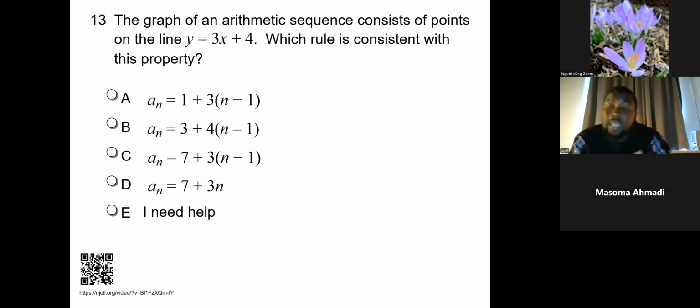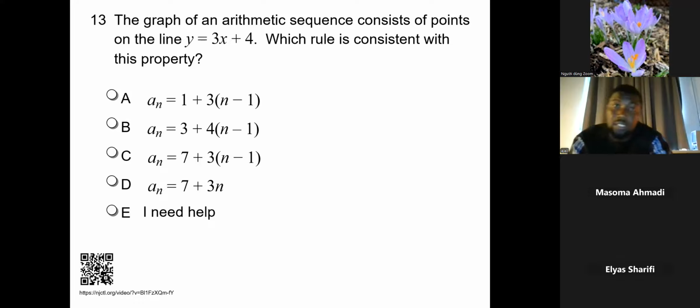But in this case, the first term is going to be 1. So 3 times 1 is 3, plus 4. That gives you 7. So the first term is going to be 7. Because you have n minus 1 in the formula, that becomes 7 plus 3 times n minus 1. But the easiest way to solve this is to note that when you are given the slope-intercept form of an equation, you can always use that to get the first term. When you get the first term, you can define the sequence.